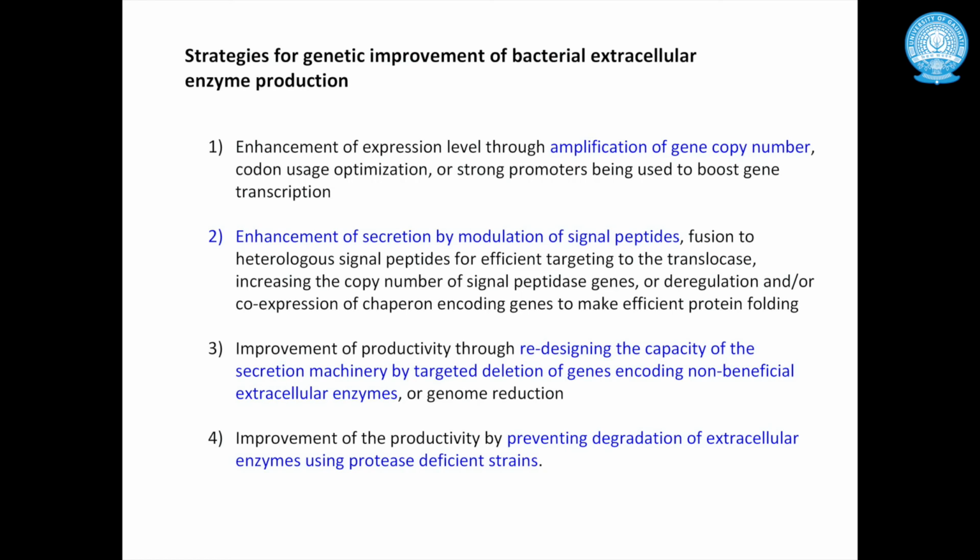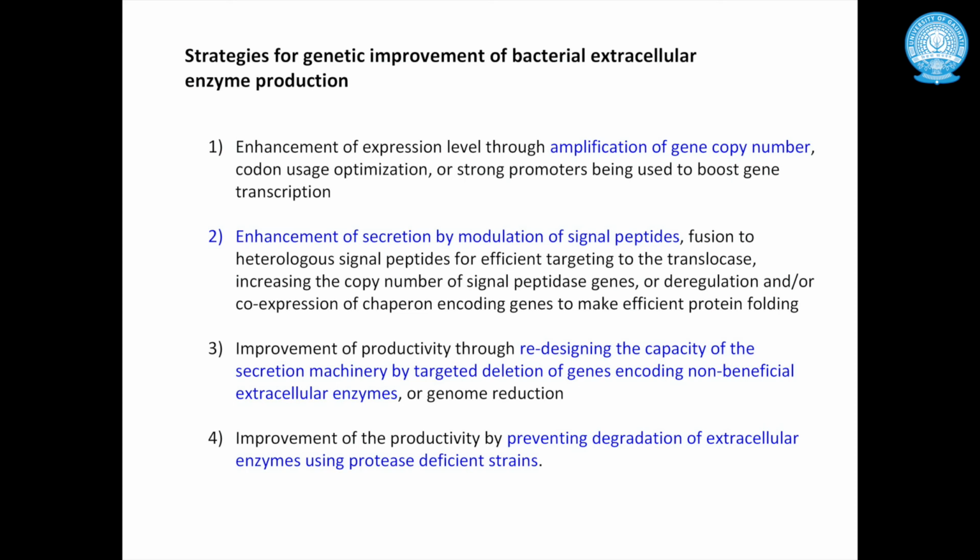Of course, along with this, there are some other adjustments to be done, like fusion to a heterologous signal peptide for efficient targeting to the translocase, increasing the gene copy number of signal peptidase genes, or deregulation or co-expression of chaperone encoding genes to make efficient protein folding. The third strategy is to redesign the capacity of the secretion machinery. The second example is also related to secretion of the protein.